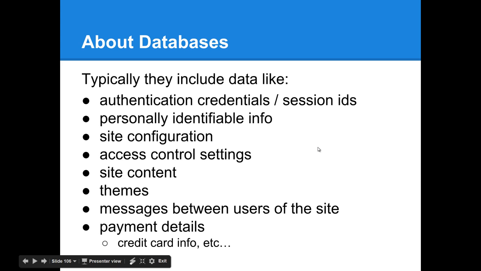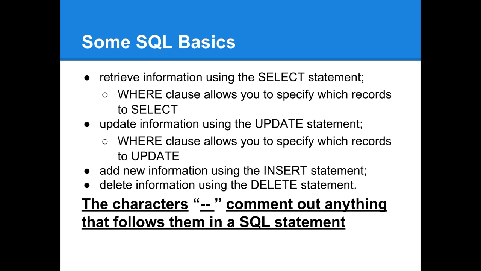So databases will typically include data like the authentication credentials, username, password, etc., session IDs for users, other personally identifiable information such as address, credit card details, payment details. It will contain the site configuration as well as permissions for users, access control settings. It will contain typically all of the site content outside of the HTML and server-side scripting files. It will contain the themes. It will contain messages between users of the site, and so on.